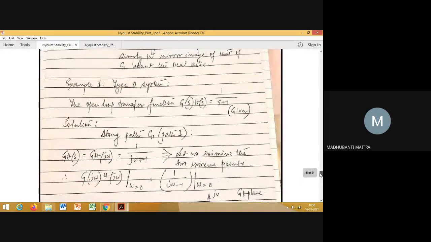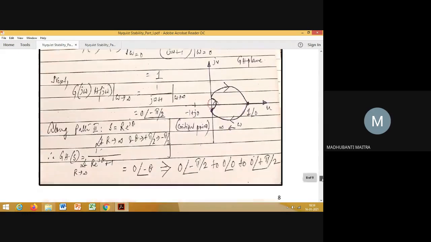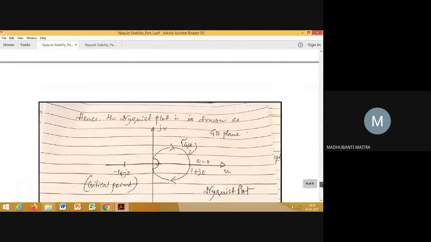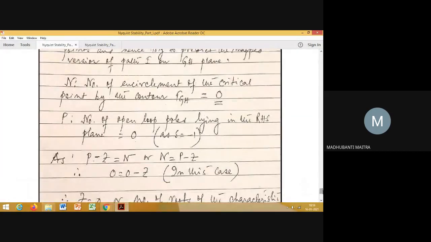And look at the open loop transfer function. One single pole is there at s equal to -1. No right half open loop pole. Hence, the value of p will also be equal to 0. So, from the equation we know that p minus z is equal to n, or n is equal to p minus z.